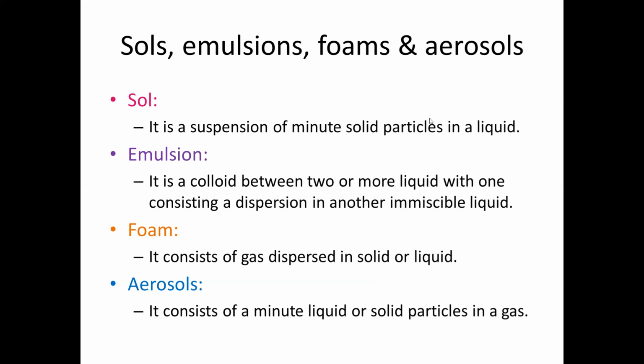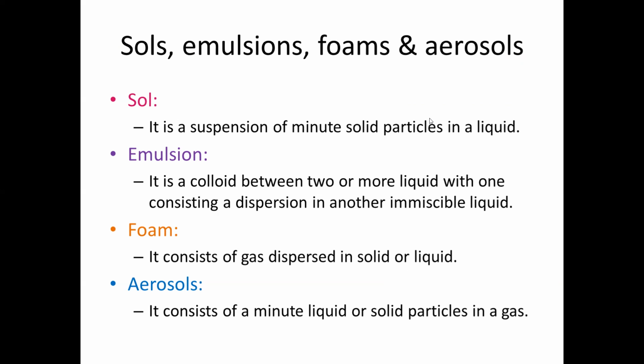Now, an emulsion is a colloid between two liquids, where one is immiscible with the other, like oil in water, where you have two immiscible layers. In these two immiscible layers, if the droplet size is made smaller, to the colloidal range, you can make emulsions.